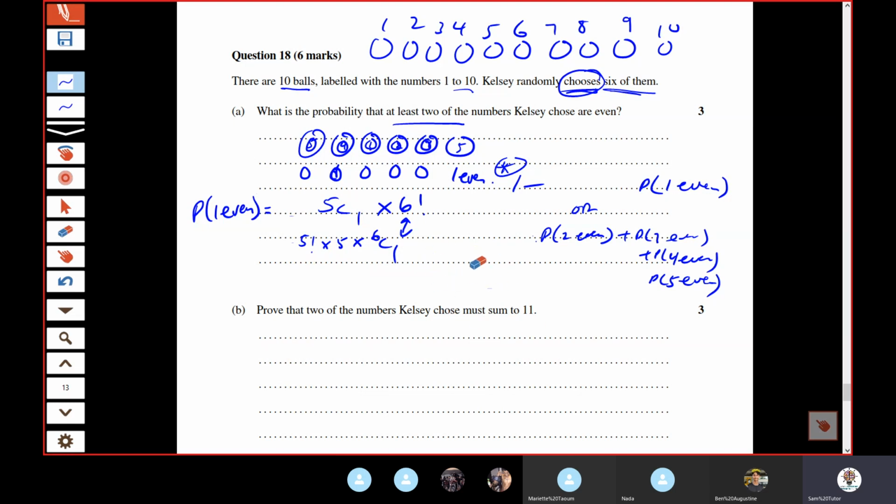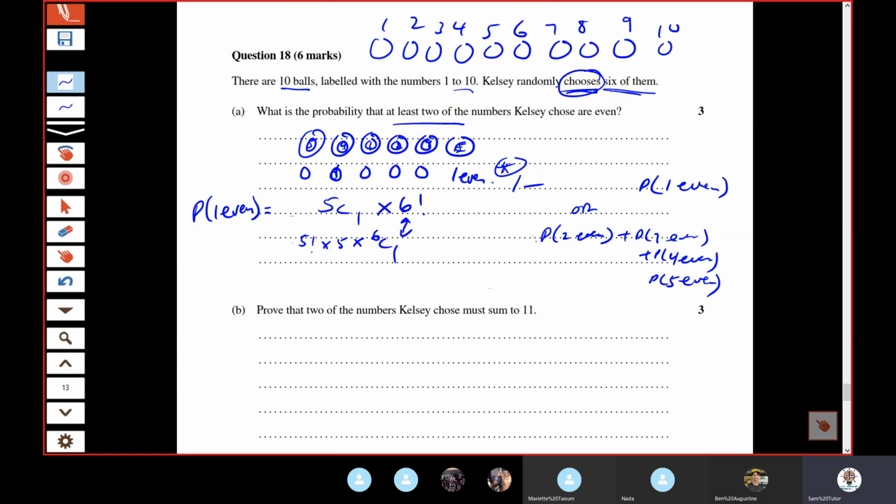Let me think. Am I wrong here? Odd, odd, odd, odd, odd. At least two of the numbers Kelsey chose are even. I still think this is the fastest way. 1 minus the 1 even. 1 even would be 5 odds and 1 even. To get 1 even, you've got a 6 chance of doing that. Sorry, you've got 5 chances of doing that.